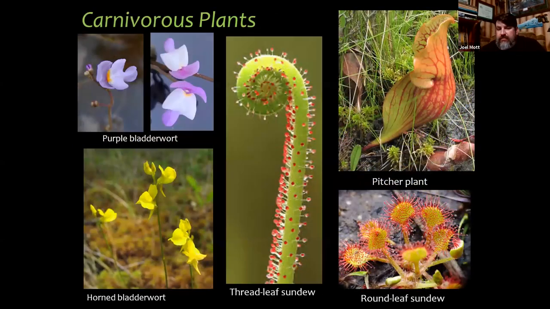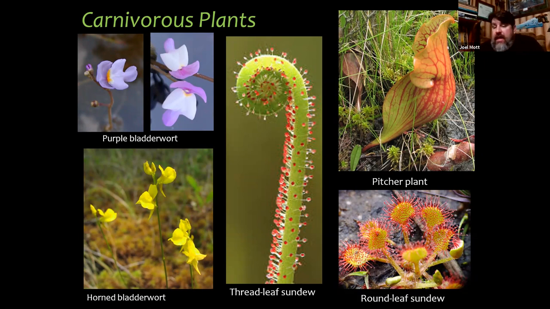We're known for carnivorous plants, and we have bladderworts, which are more or less an aquatic plant that has a flower above the surface. We've got the purple and then the horned, and they have a sac under the water that works as a filter and is able to filter out some of the microorganisms. We've got the threadleaf sundew, the roundleaf sundew. They're able to hold and digest insects.